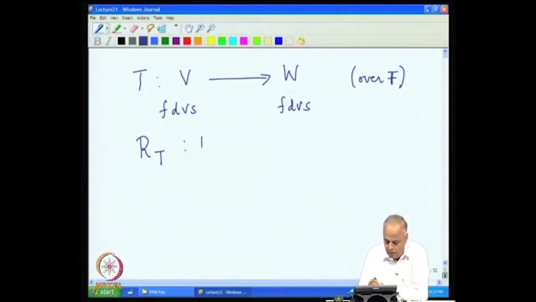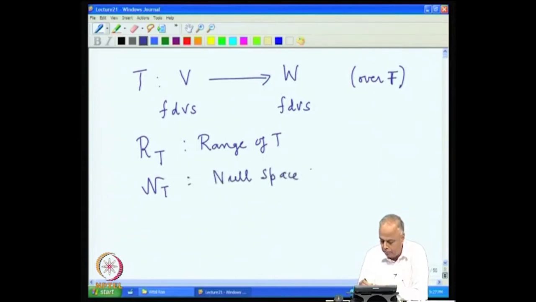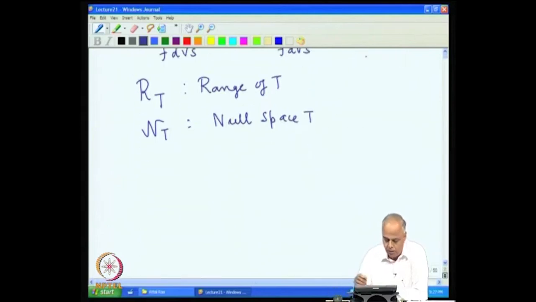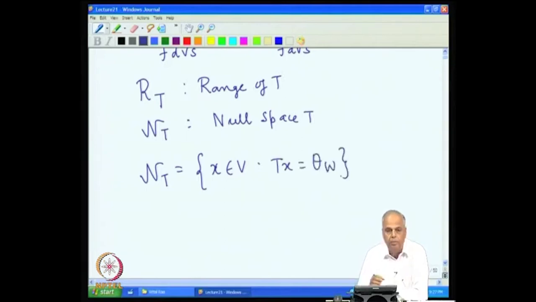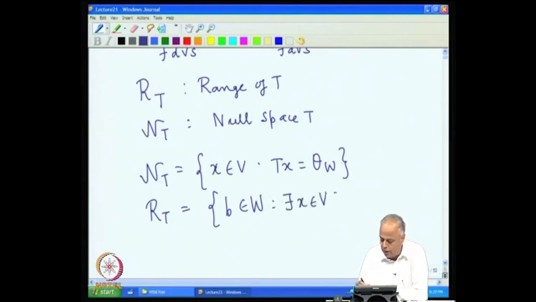One is R(T), the range of T, and the other was the null space of T, which we denoted by N(T). If you recall, we defined N(T) to be all those vectors in V which get mapped to the 0 vector in W, and the range of T was all those vectors in W for which we can find a pre-image in V such that T maps the pre-image to b.